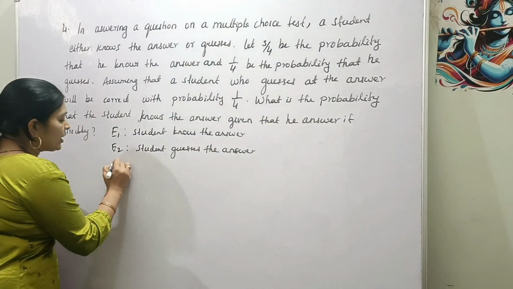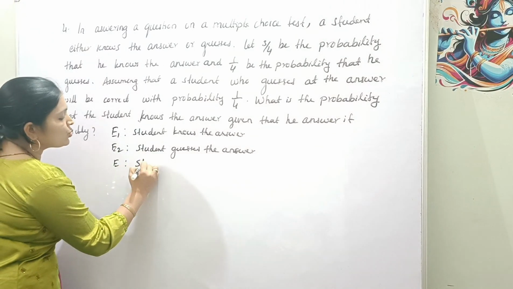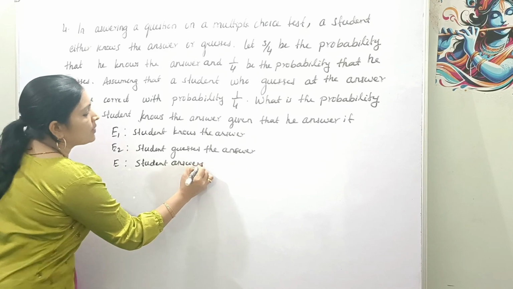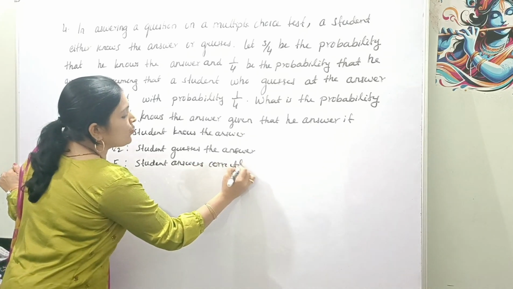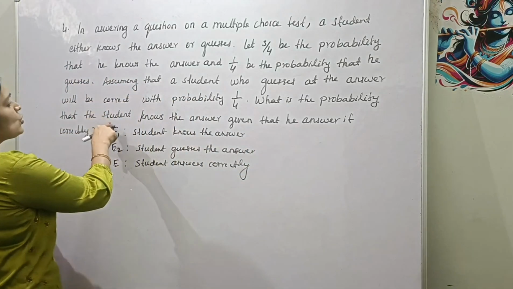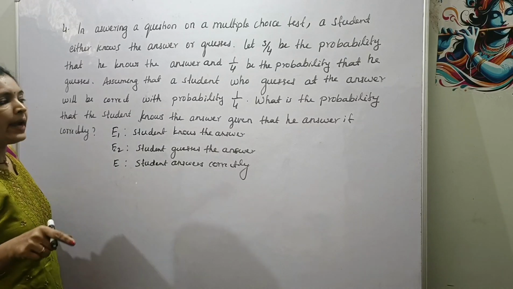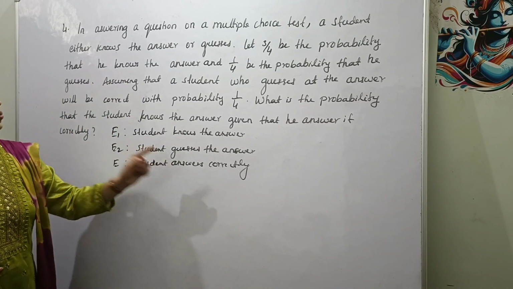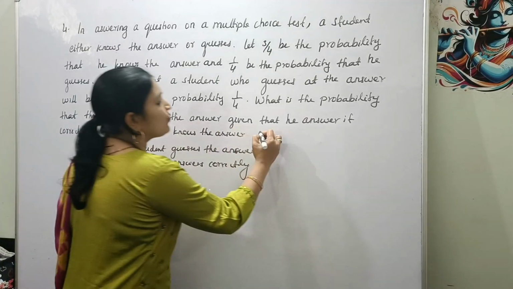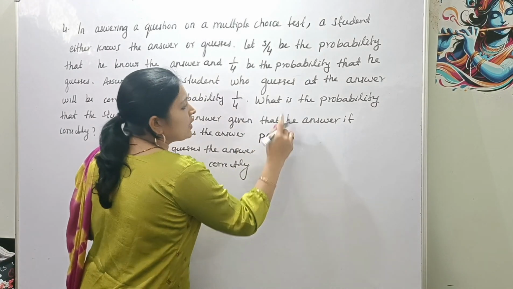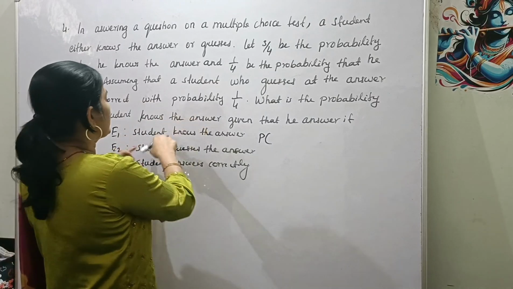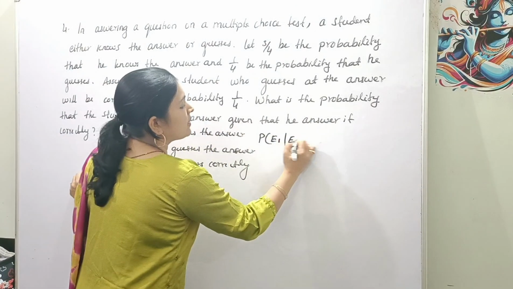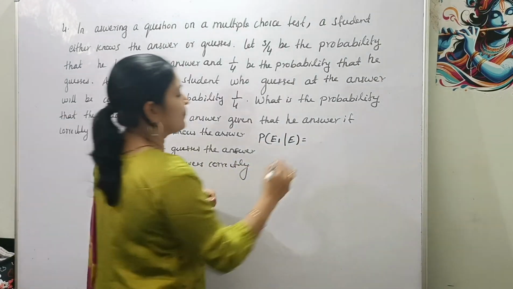So let's take another event: E be the event, student answers correctly. Because here we have to find the probability that the student knows the answer given that he answered it correctly. So what we have to find is the probability of the student knows the answer, that is E1, given E, right? That is equal to, apply Bayes theorem.